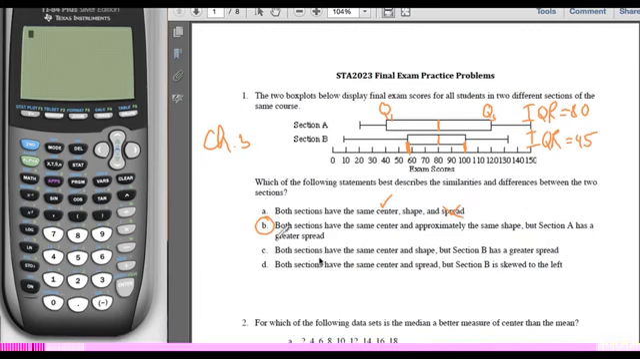B is the correct answer. They have the same center, it's 80. Approximately the same shape. That's not exactly the same. Like we said, section B appears to be a little bit skewed left. But section A has a greater spread. It was 80 compared to 45. C is out because it says B has a greater spread. We know that's not the case. A has the greater spread. And D is out because they don't have the same spread. B is the correct answer.